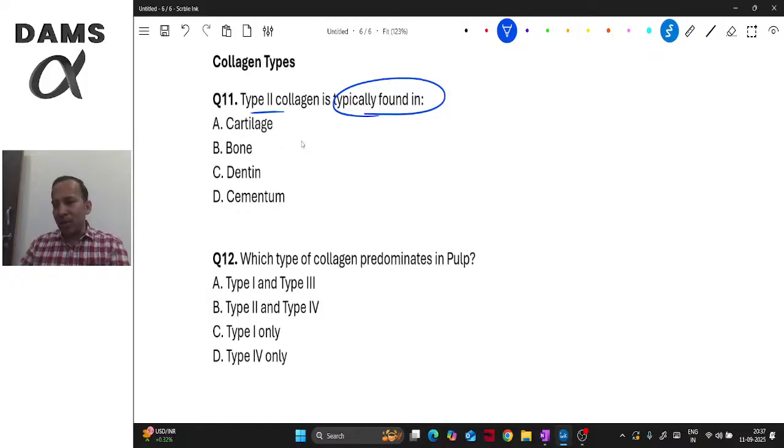As Aarti and Rits have told us, the answer will be cartilage. So very good. Yes, it is found in cartilage. Which type of collagen predominates in the pulp? Now we have talked about the hard tissues. Let's go to the soft tissue.